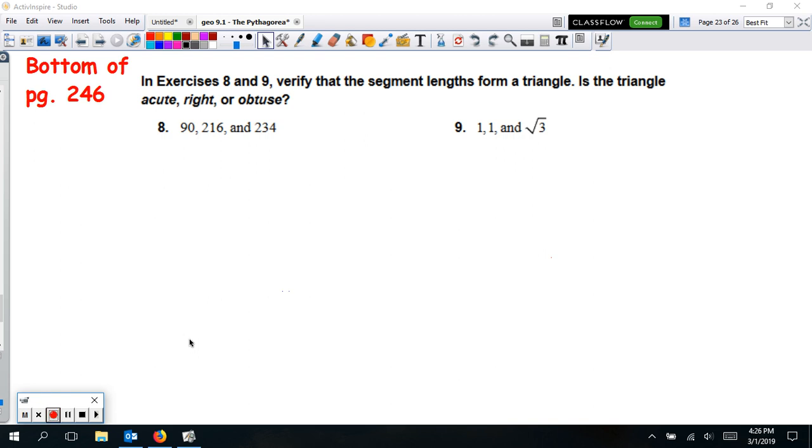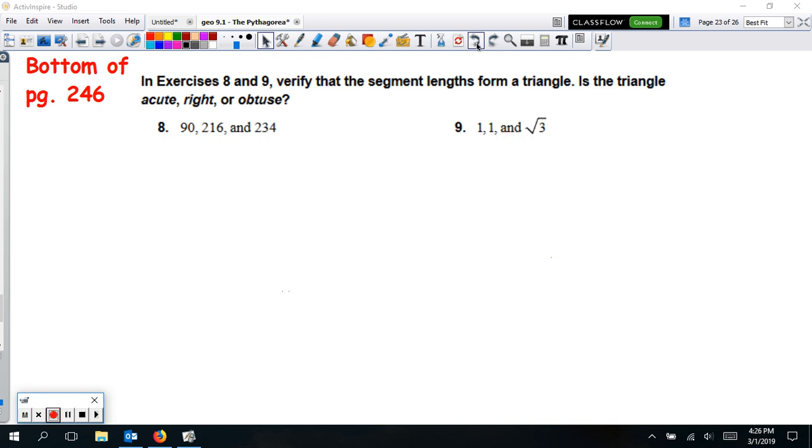Okay, so here we are at the bottom of page 246, almost done, just 8 and 9 now. It says, in these exercises, verify that the segment lengths form a triangle. Is the triangle acute, right, or obtuse? So we've looked at before how segment lengths would need to form a triangle. Basically, the two smaller ones would have to add together to be greater than the third one. So we want to make sure that that is true on these.